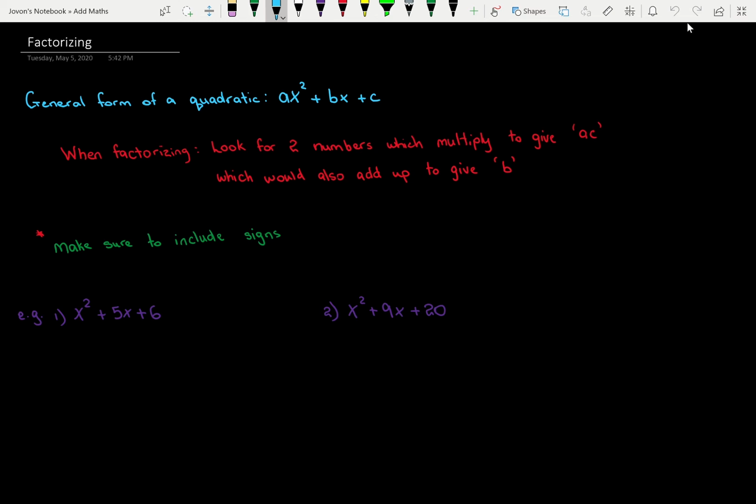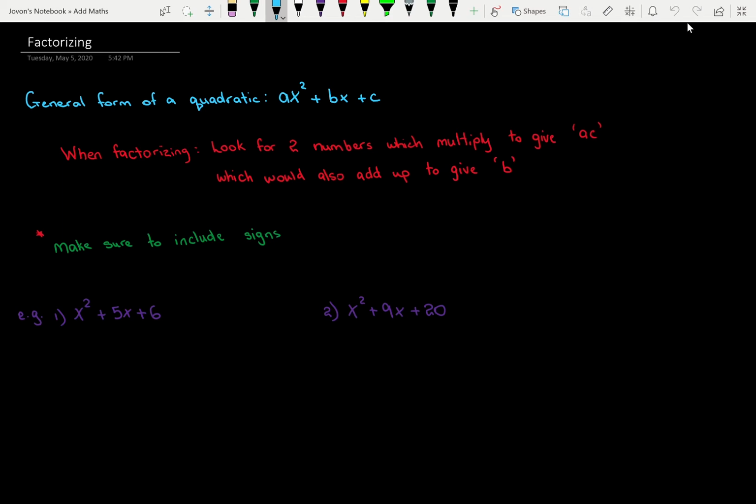Okay, so hello guys. Today we're going to do the topic of factorizing. This is a very simple topic, I would say, and it's also a topic that comes up very often throughout additional mathematics and throughout pure mathematics, which you will do at the CAPE level if you choose to do pure mathematics. Now, this is a very simple concept, but make sure you understand it because it comes up a lot.